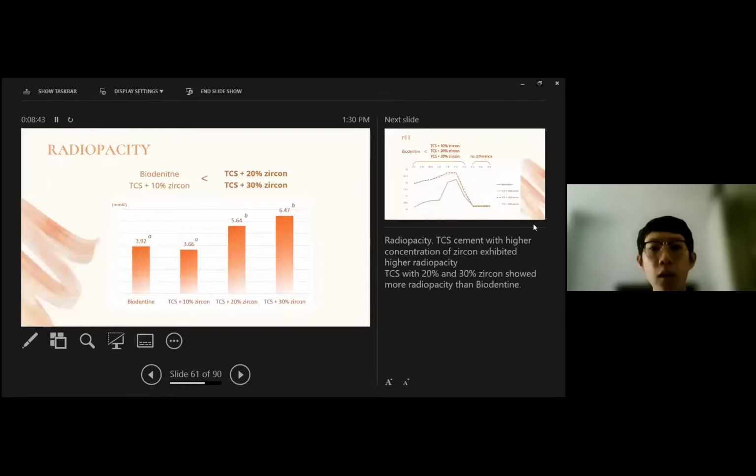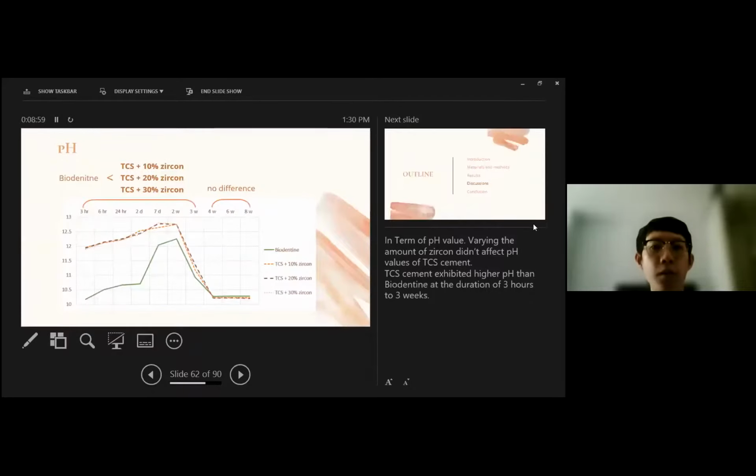Radio opacity: tricalcium silicate cement with higher concentration of zircon exhibited higher radio opacity. Tricalcium silicate cement with 20 and 30% zircon showed more radio opacity than Biodentine. In terms of pH value, varying the amount of zircon didn't affect pH values of tricalcium silicate cement. Tricalcium silicate cement exhibited higher pH than Biodentine at the duration of 3 hours to 3 weeks.